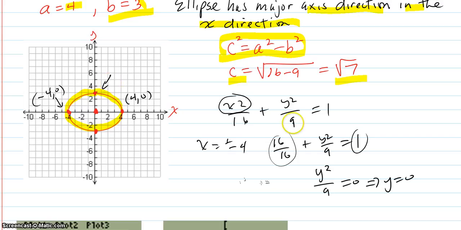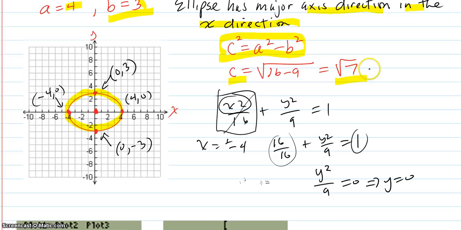Similarly, you could do the 9 by letting x equal 0, and if x equals 0 there, then you can see that y would have to be 3. So x is 0, y is 3. x is 0, y is negative 3, and now we have to put the foci in.